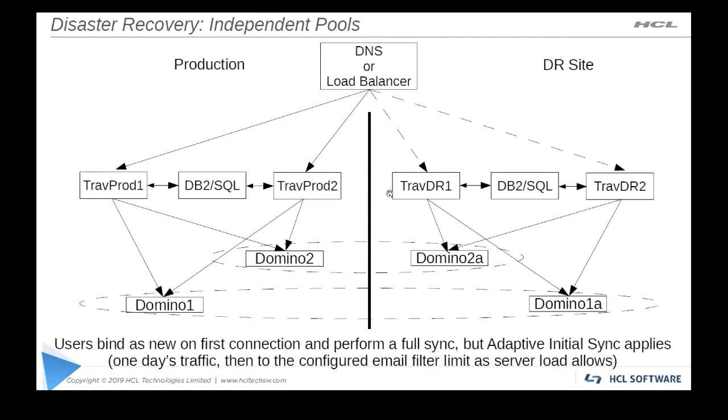Now, the next question most people have is, well, if that's true, what happens when I move everybody to my DR site? Well, the first time they bind, they're going to bind as a brand new first connection. And they're going to perform a full synchronization. But Traveler has introduced what we call adaptive initial sync. If you are currently a Traveler admin, you know that you can set an email filter limit. How many days worth of email will I maintain on each device?